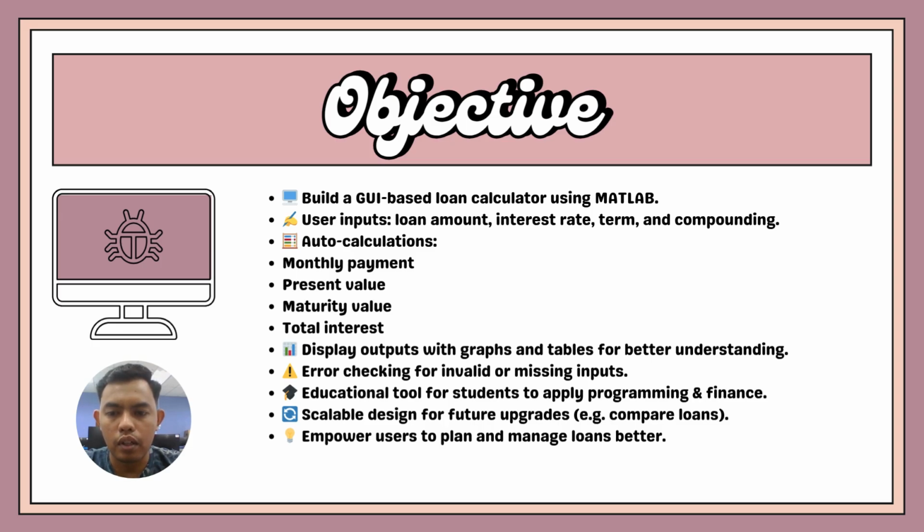And for the fifth, prevent wrong input with an error checking feature. Six, make it a learning tool for students to practice programming and finance. And the seventh is to allow future updates like comparing loans or adding extra payments. And the last one is to help users plan better financially and understand their loans.